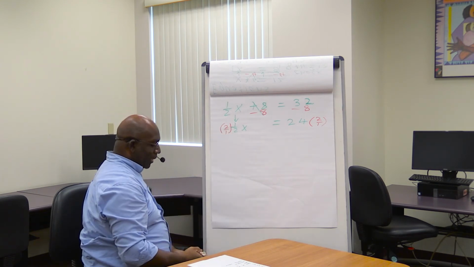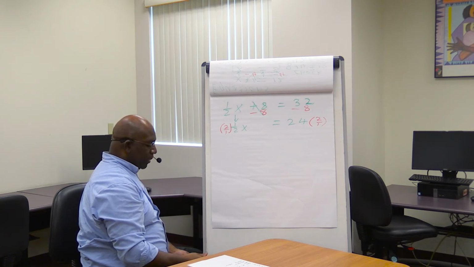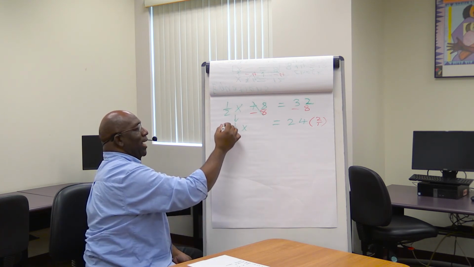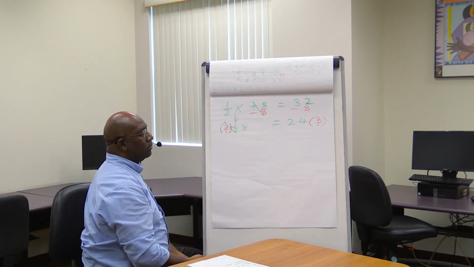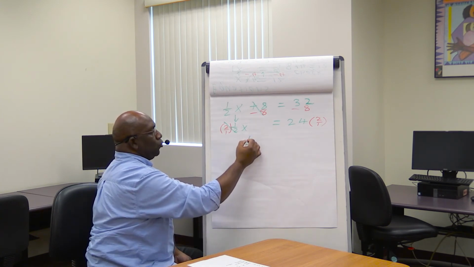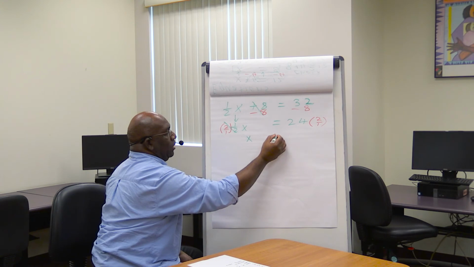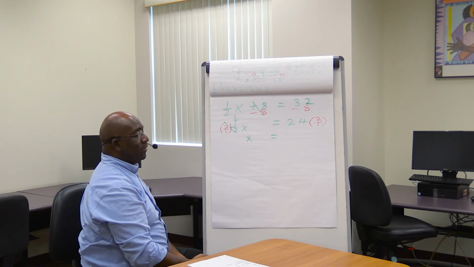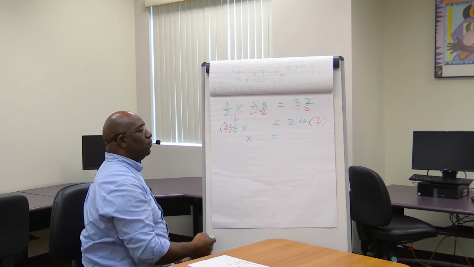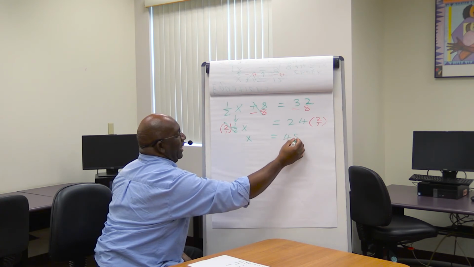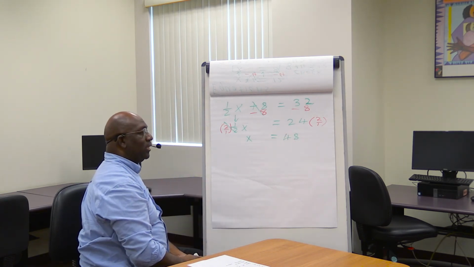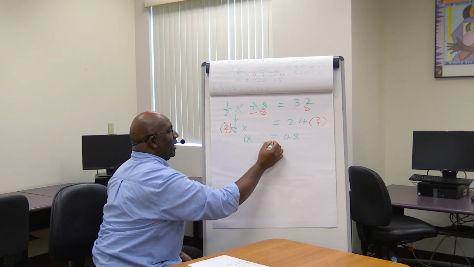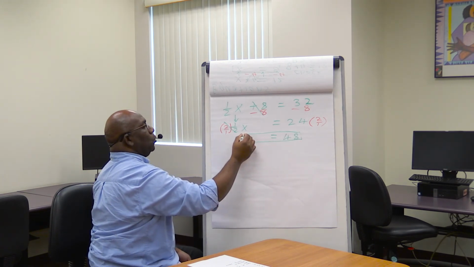2 over 2 ends up getting the very same treatment as if this were any other number next to x. So that is going to cancel out, leaving me with just my x is equal to 24 times 2. 2 over 1 is the same as 2. 24 times 2 is 48. And once again, I ask you guys out there to check my math. So we've determined that x is equal to 48.